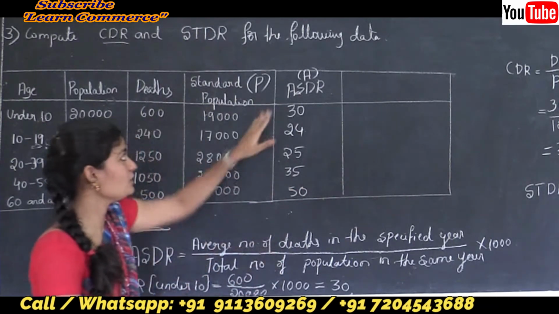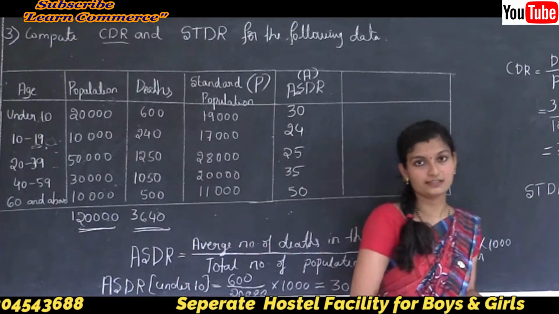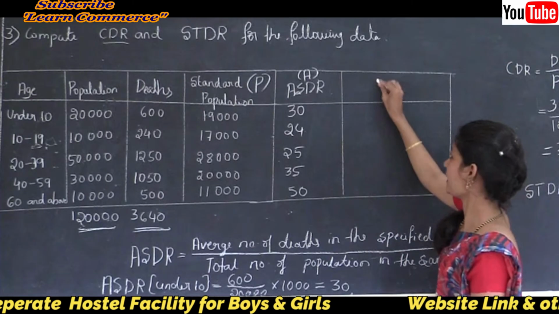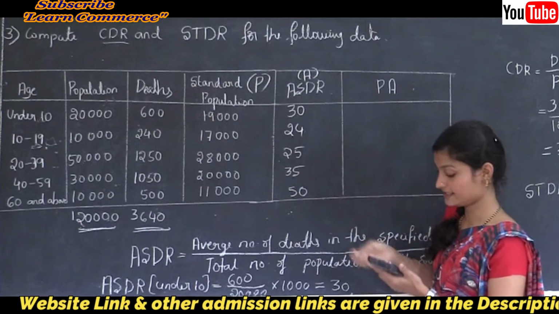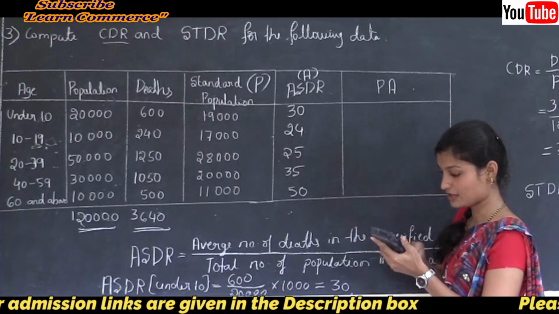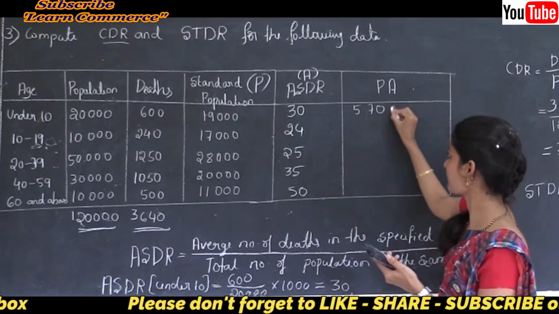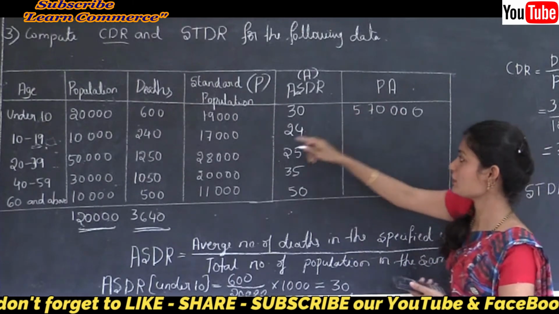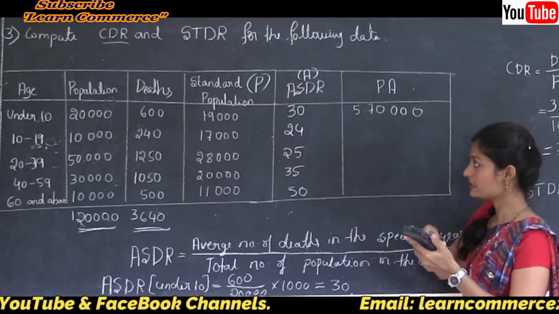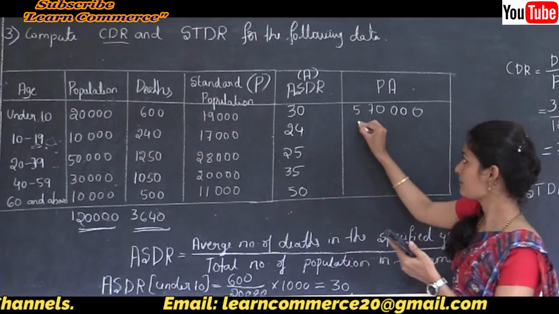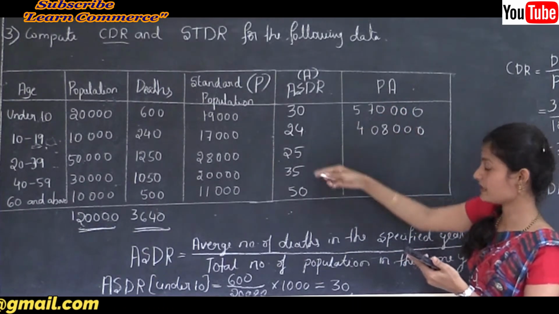Now we have the values of observations A and P. Next we need to calculate the sum of PA. So the next column is P into A. Here P is 19,000 and A is 30. So 30 into 19,000 is 5,70,000. Next, P is 17,000 and A is 24. So 24 into 17,000 is 4,08,000.